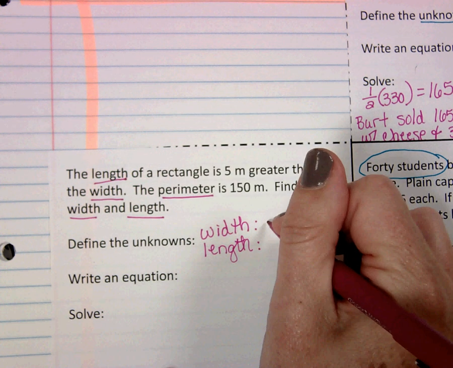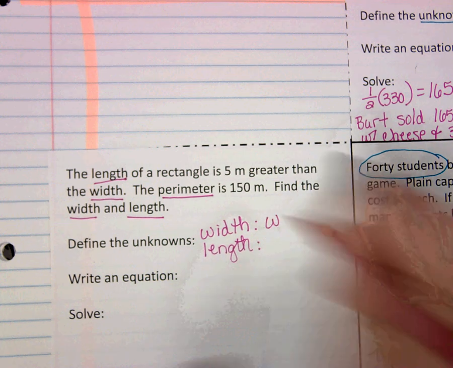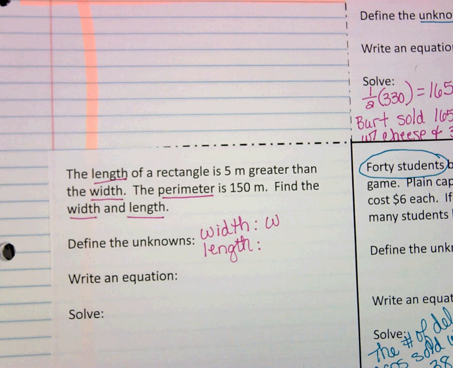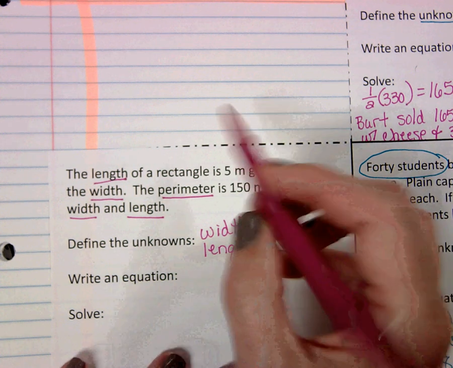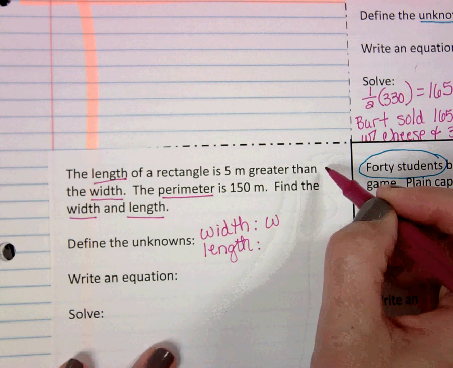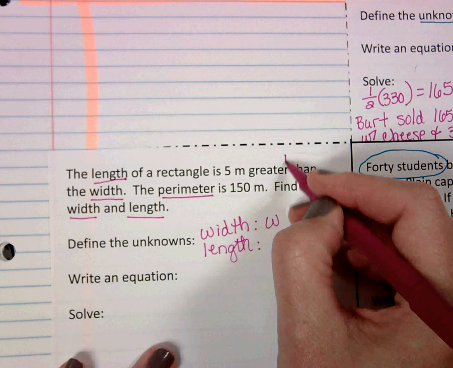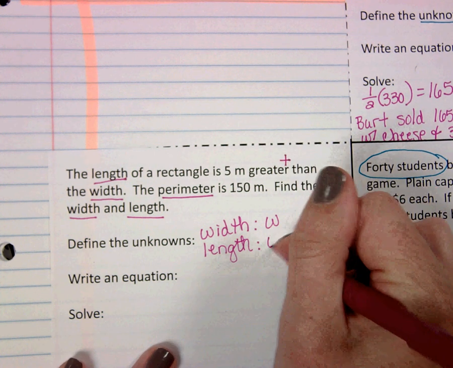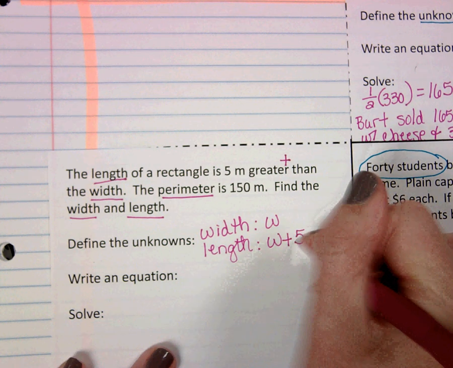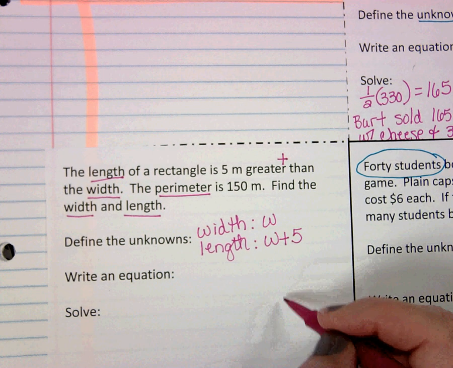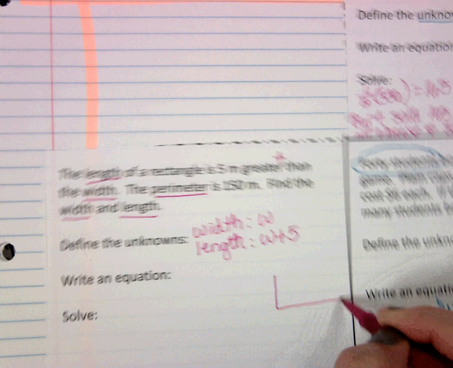So I'm going to call the width W. And I like to use variables sometimes that deal with what we're looking for. So you can use any variable you want. The length is 5 greater than the width. So greater than here is indicating add. So W plus 5.